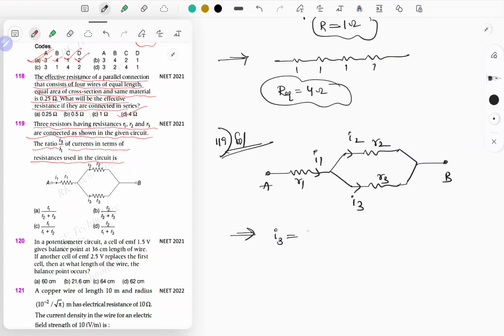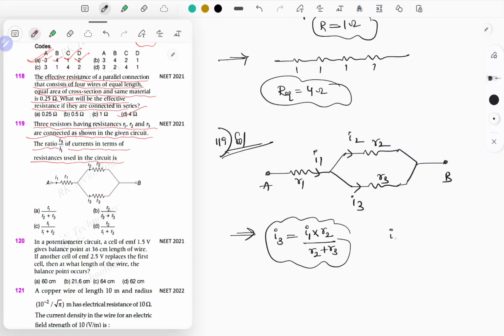I3 is equal to the total current entering, multiplied by the opposite resistance we have to select, that is R2, divided by R2 plus R3. So we are talking about these two resistors only. Here only the current is getting divided. That's why we have to select this.